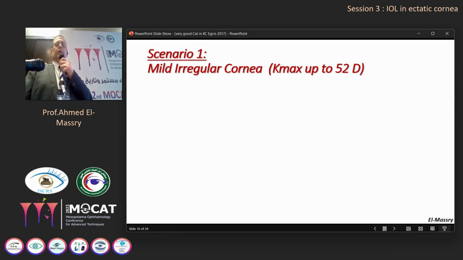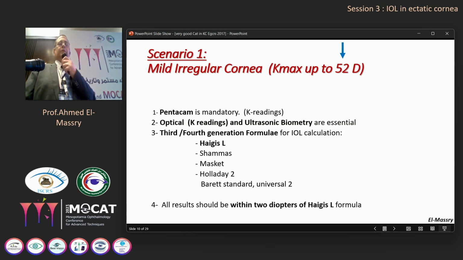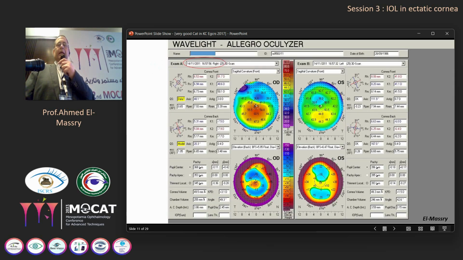With mild irregular cornea with K up to 50 diopters, we should do all the preoperative measures needed with Pentacam and optical K readings, to use the third and the fourth formulae. In the old days, not the old days, since about 2 or 3 years, we depended on the Haigis-L, but now definitely the Barrett Universal 2 is one of the best to have the best IOL measurement for these cases. And again, all the results should be within 2 diopters of the Haigis-L formula.